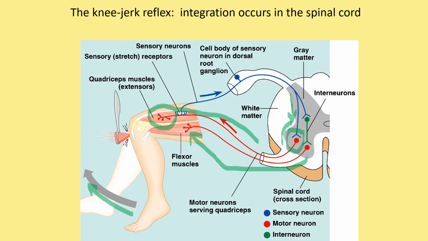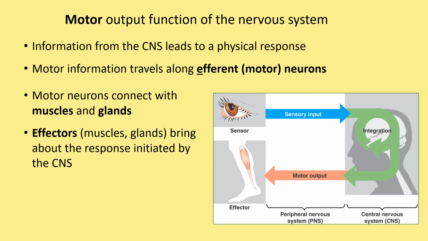So, motor output. Motor output arises in the integration center and it travels along motor neurons, which are also known as efferent neurons, from the CNS to the effector. And effectors are always muscle cells or gland cells. And then the muscle cells or the gland cells are able to respond to the signals sent by the integration center.